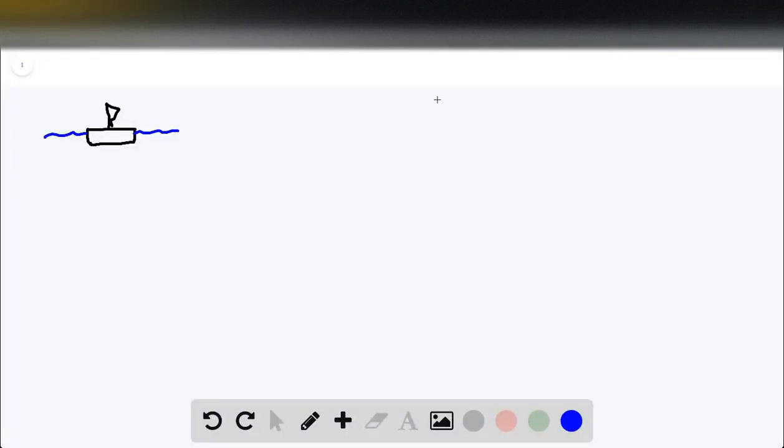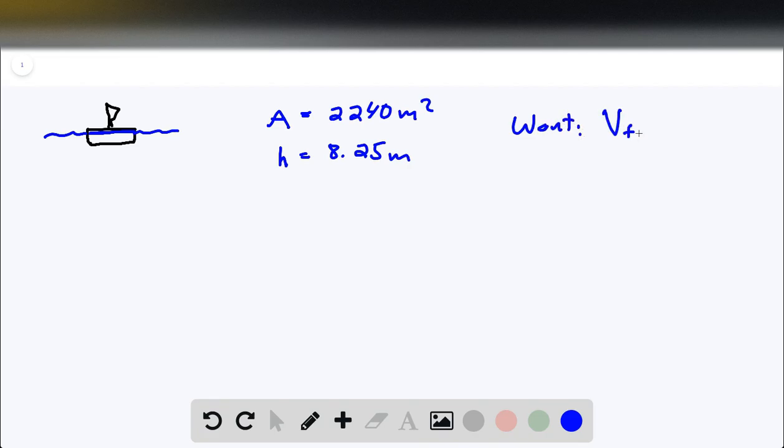Aloha. So in this problem, we're talking about a ship that's carrying fresh water to a deserted Caribbean island. And we're told that the area here at the waterline, which we'll call A, is 2,240 meters squared. And after it drops off the water at this island, it rises in the water line by 8.2 meters. So I'll call it distance h, this height that it changes by. And we want to find the volume of the fresh water, which I'll label VFW.